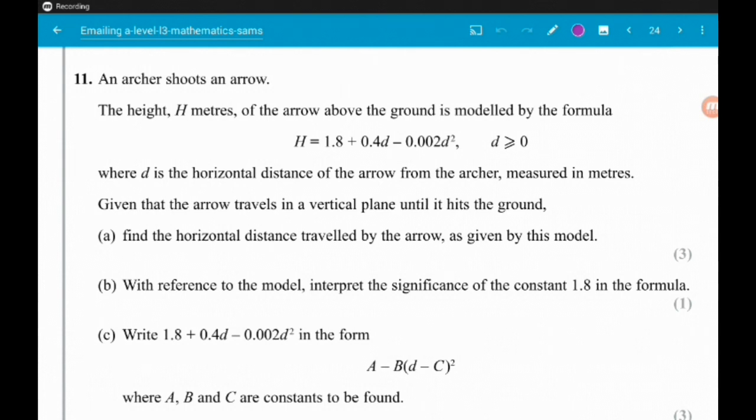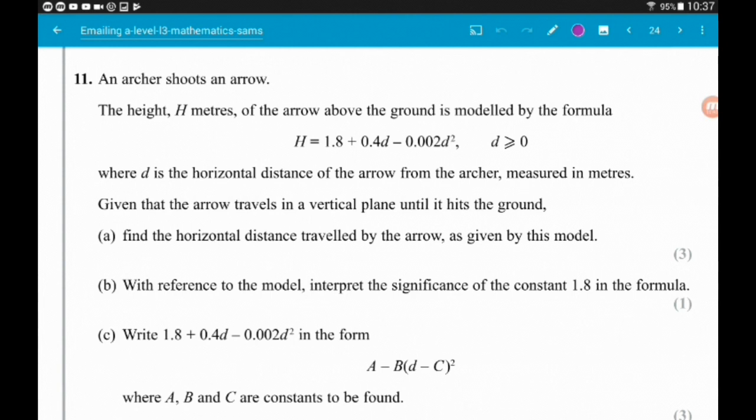Okay, question 11. An archer shoots an arrow. The height h meters of the arrow is modelled by the formula h = 1.8 + 0.4d - 0.002d squared, where d is greater than or equal to 0 and d is the horizontal distance in meters from the archer. Given that the arrow travels in a vertical plane until it hits the ground, we want to find the horizontal distance travelled by the arrow as given by the model.